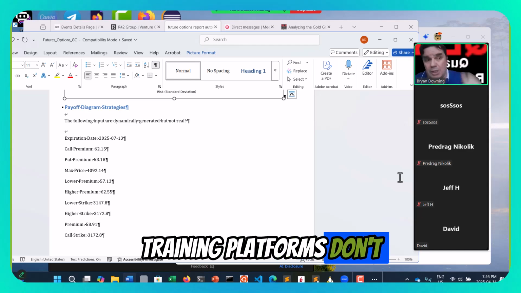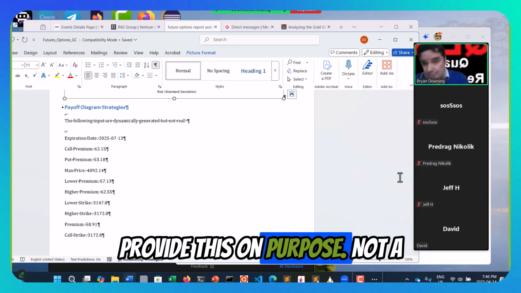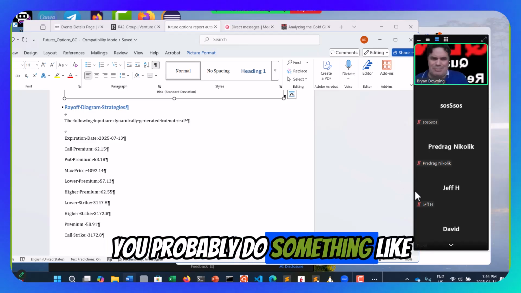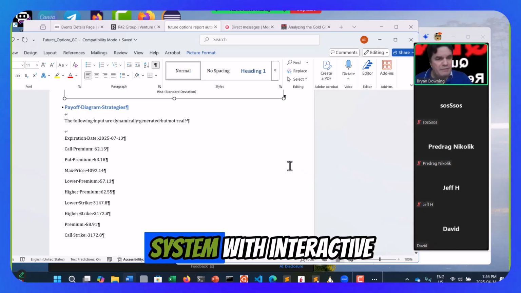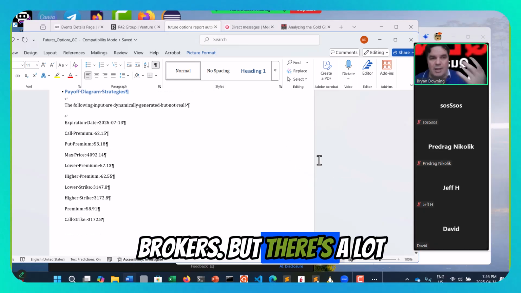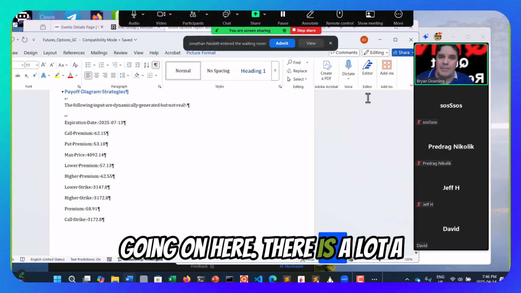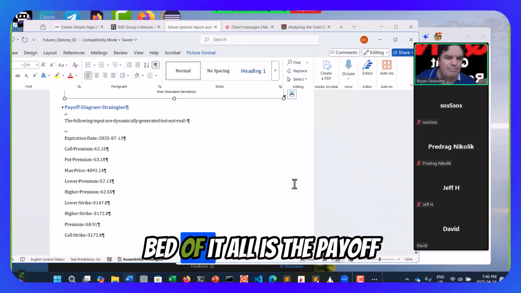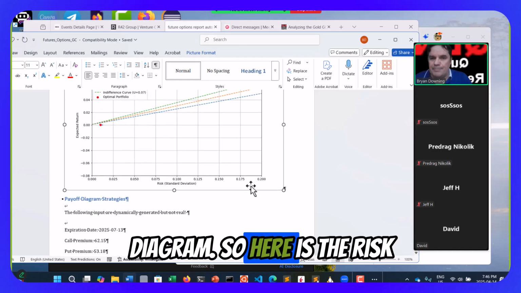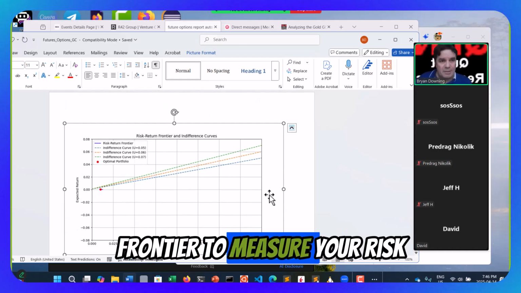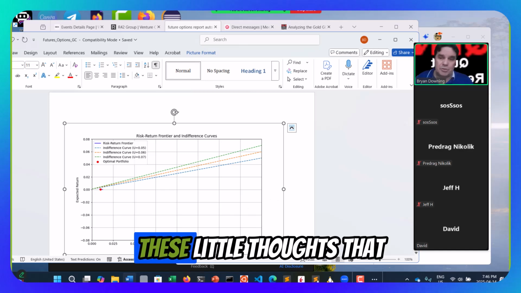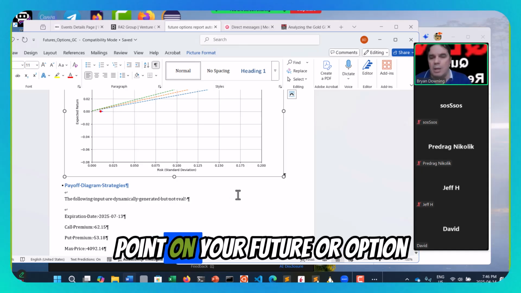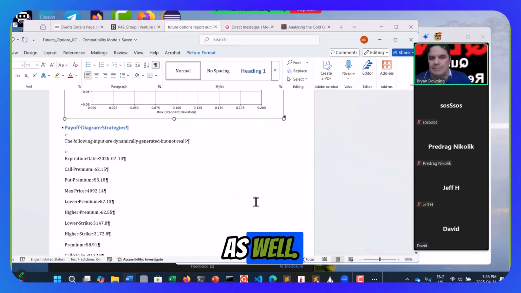A lot of trading platforms don't provide this. They don't provide this on purpose. I don't think any trading platform does this. You can probably do something like this in TradingView or custom with Interactive Brokers, but there's a lot going on here. So again, what you're going to see is the bed of it all is the payoff diagram. So here is the risk frontier to measure your risk on forecasted trades, and it's these little dots to figure out your optimal entry point on your future or option as well.